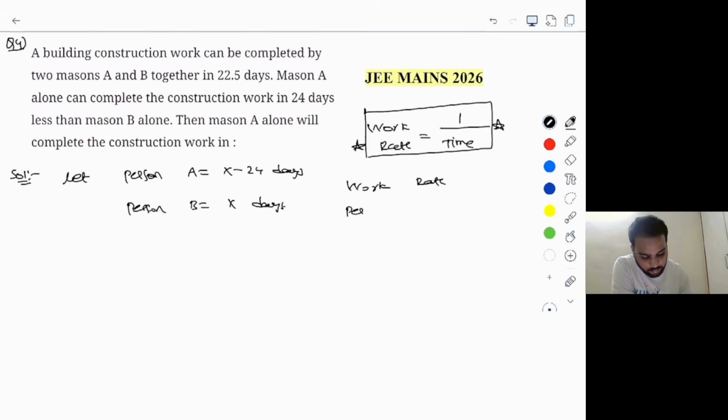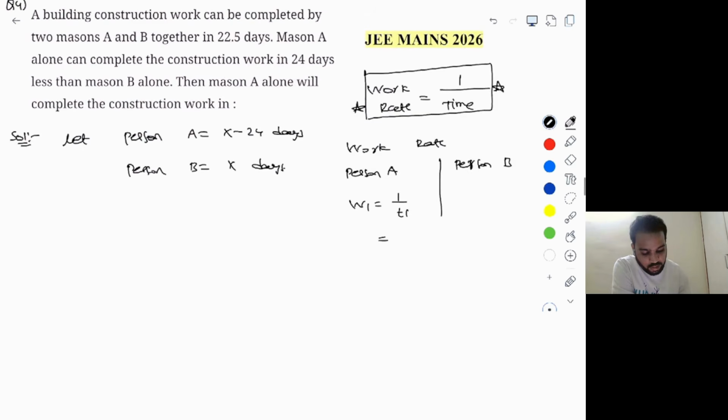Okay. So let's try to calculate the work rate for person A and also person B. For person A, the work rate will be, let's take it as W1, equal to 1 by T1. And T1 here is indicating the time taken by the first person. So 1 by x minus 24. Similarly, the work rate W2 of person B will be equal to 1 by T2. And W2 will be equal to 1 divided by x, because person B is taking x days to finish the total work.